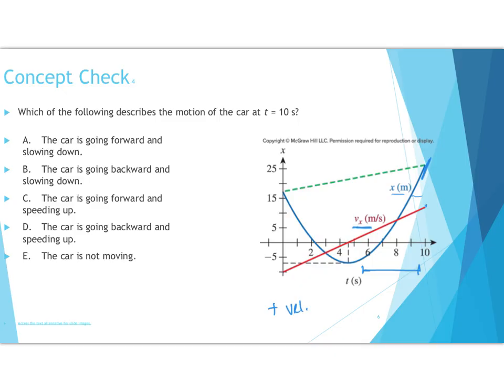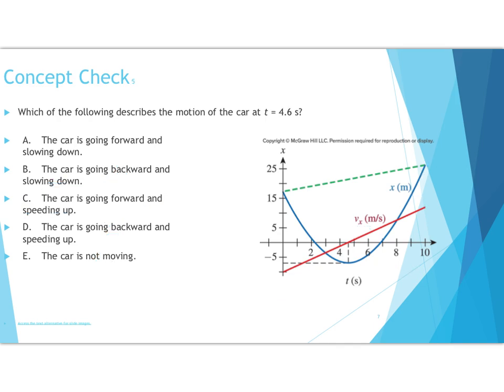So it's moving forward, it's getting faster, and so we can use this to determine which answer A, B, C, D, or E is correct. Not moving definitely isn't, and anyone that says backwards is not correct. And remember, we said the car was moving forward because of the positive velocity and the positive slope of the position graph, but we also said that the velocity was getting bigger. So we would then narrow down from our 2 remaining choices that C would be the correct answer.